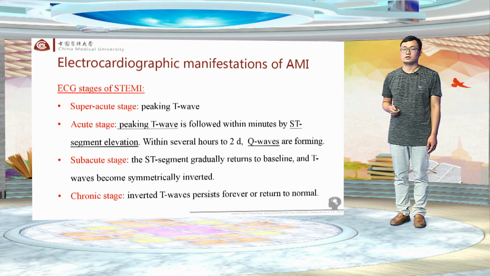ECG stages of ST elevated myocardial infarction include the hyperacute stage, where we can find peaking T waves, and the acute stage, where we can find peaking T waves, ST elevation and Q waves. In the subacute stage, the ST may gradually return to the baseline. And then is the chronic stage. The inverted T waves persist forever or return to normal.